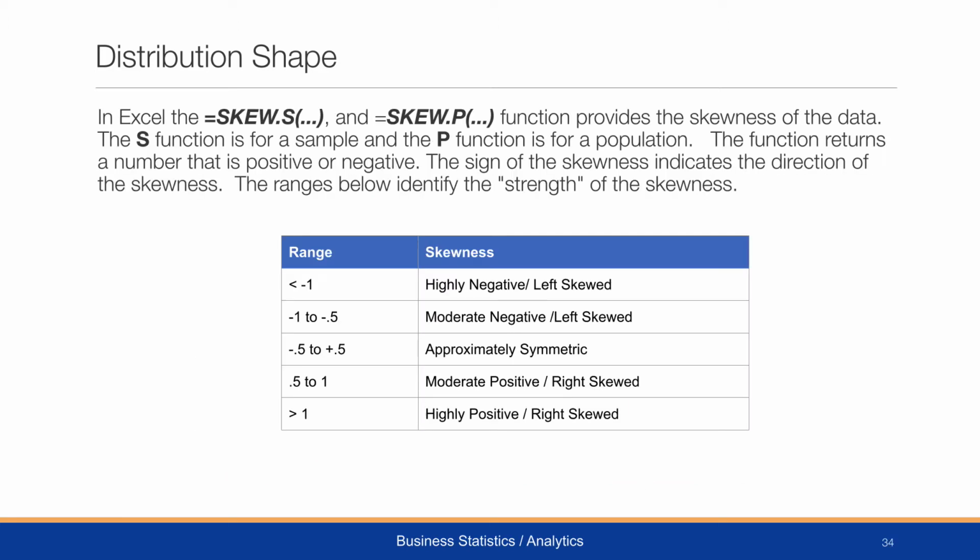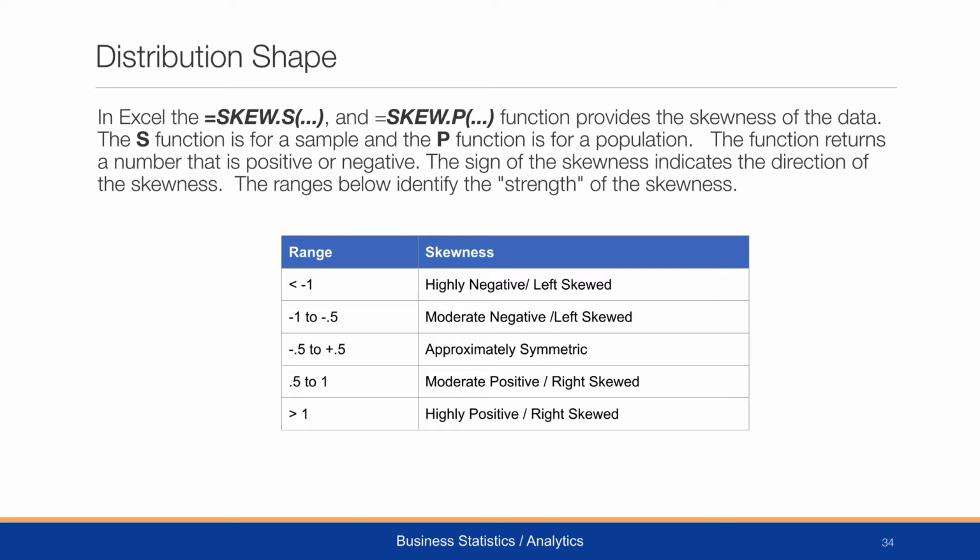Now, we can compute a number for skewness, again using the .s and .p, SKEW.S and SKEW.P for sample and population, which will give us this number. The sign of the skewness indicates the direction of the skewness, negative or positive, but the magnitude of the number will tell us whether or not there is a skew at all.